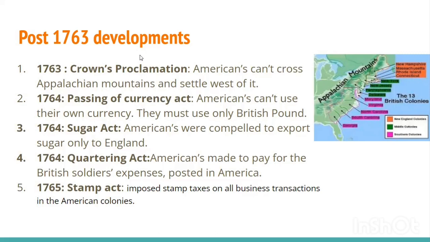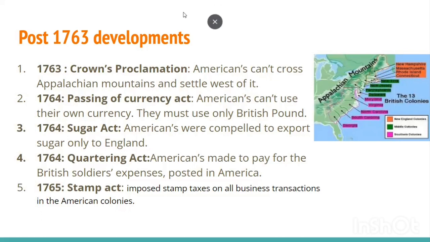Second is 1764, the passing of the Currency Act. In order to strengthen the British pound in the world, they declared that Americans cannot use their own currency. Americans have to use only and only the British pound as their official currency. So that was the second act.